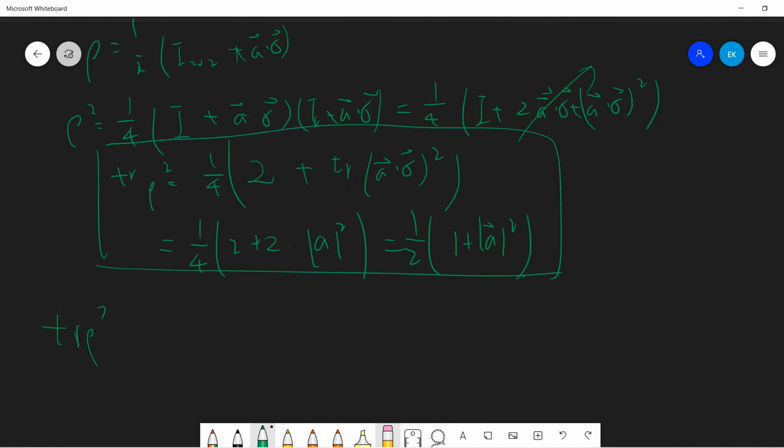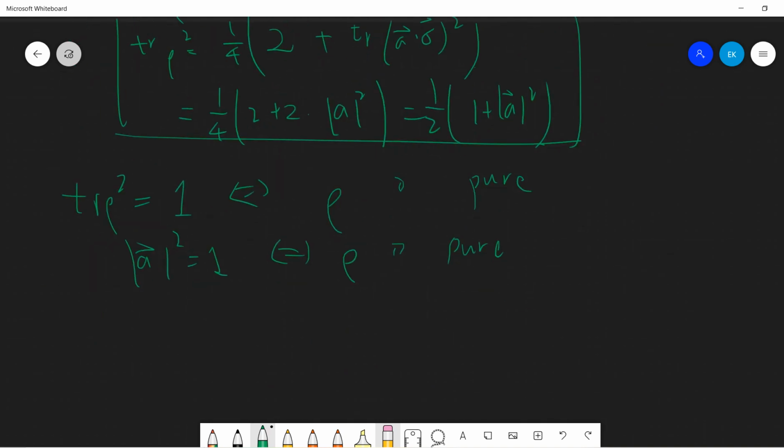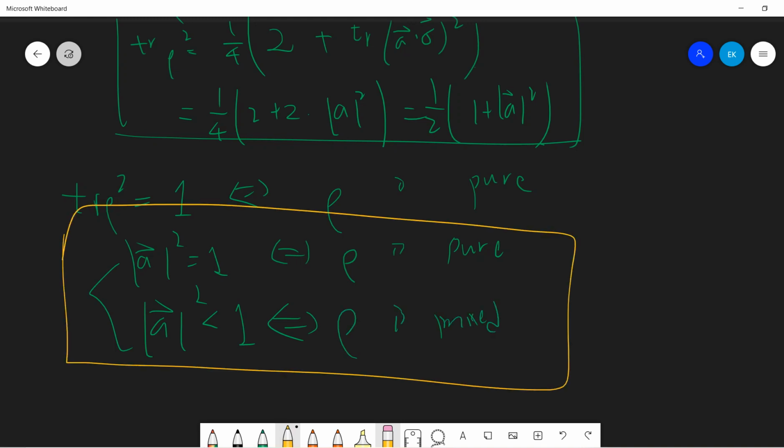We already know that the trace of rho squared equals 1 if and only if rho is pure. So if you change to this, you will find that only if the norm of a is 1, so rho is pure. If rho is mixed, then the trace of rho squared is less than 1, corresponding to the norm of a squared being less than 1. So combine these two.